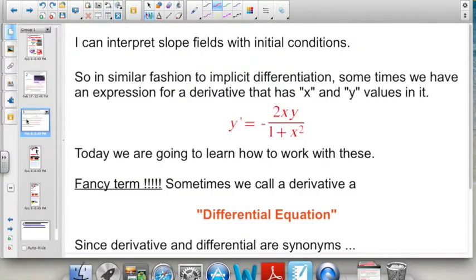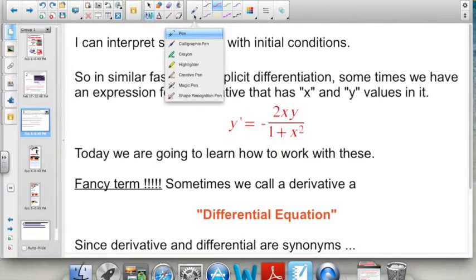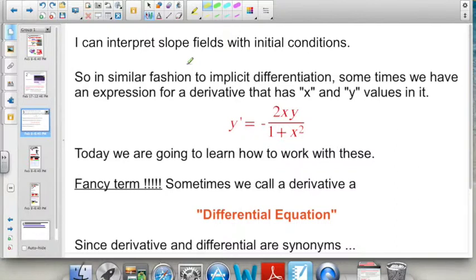So let's take a look at this expression for a derivative. Now, we're going to throw some fancy terms at you here, but these fancy terms are really just fancy in their name. They stand for things that you already have done. For instance, this expression here is called the differential equation. You might look at that and say, oh, I see a y prime, I'm just going to call it a derivative. It means the same thing. Derivative and differential equation pretty much mean the same thing. We have a derivative here, we have an equal sign here, so we call it a differential equation.